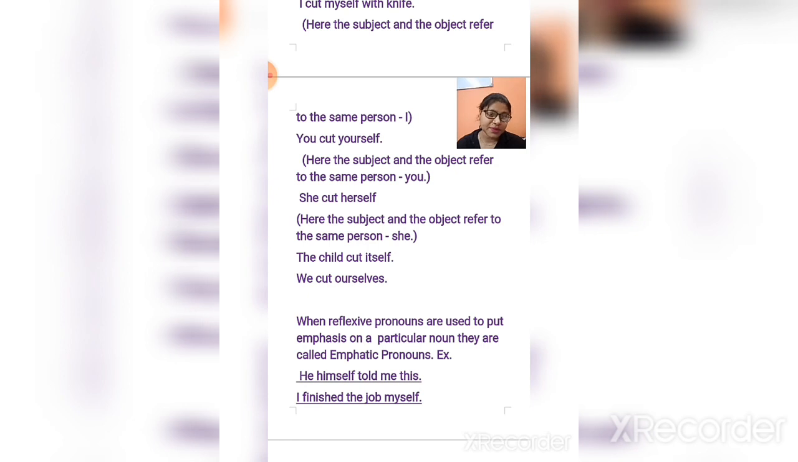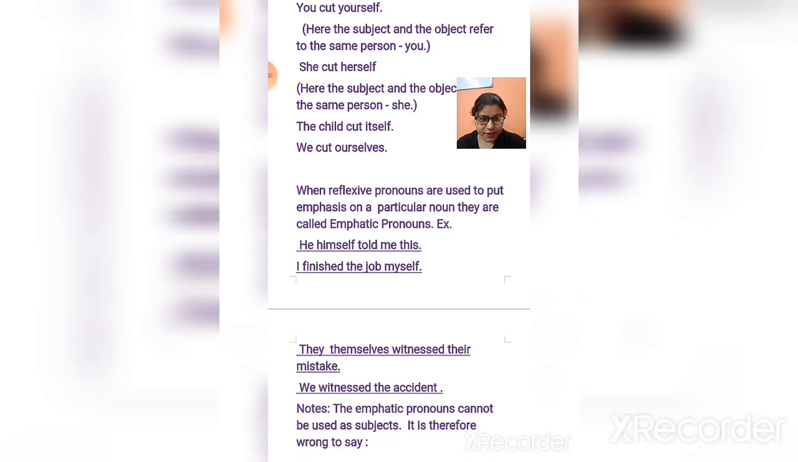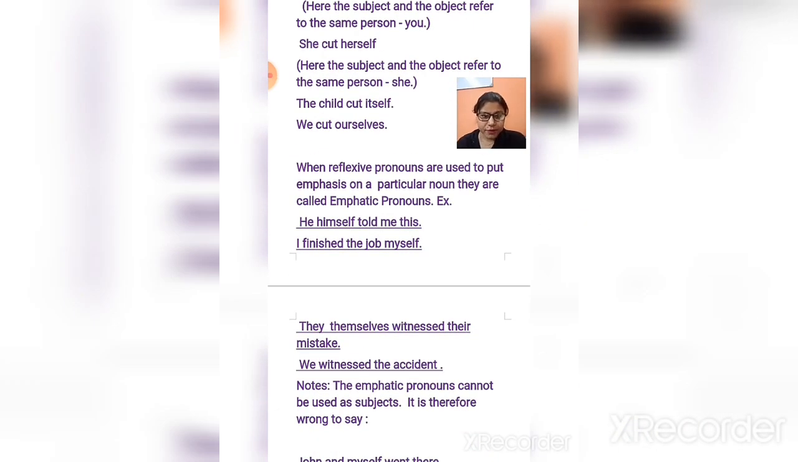In all the examples, we can see how the subject and the object refer to the same person, which is given in the subject part. Okay, see further. When reflexive pronouns are used to put emphasis on a particular noun, they are called emphatic pronouns. What is an emphatic pronoun?